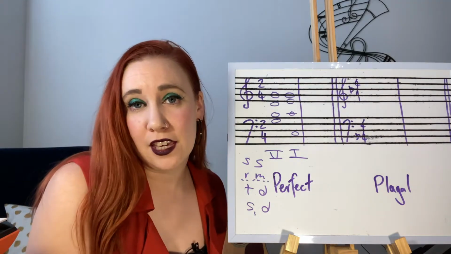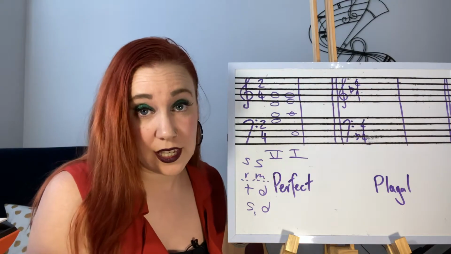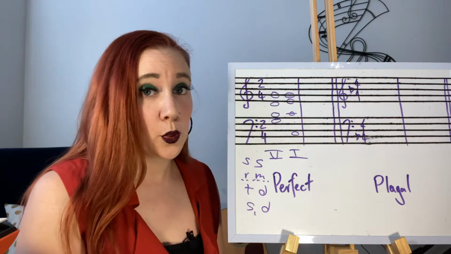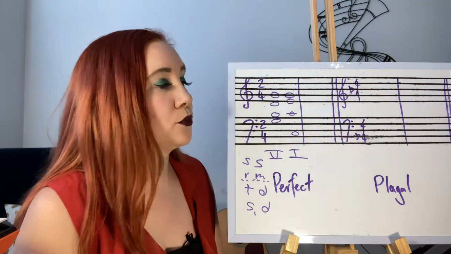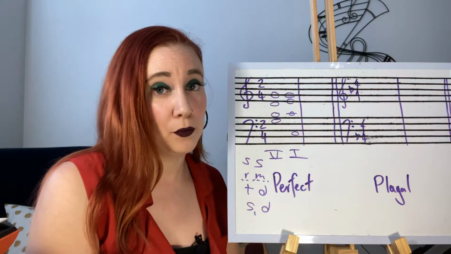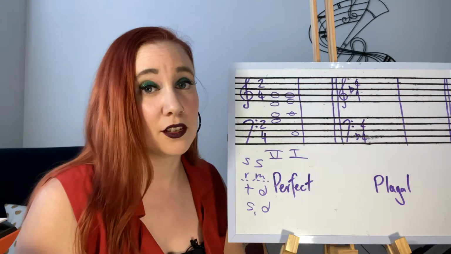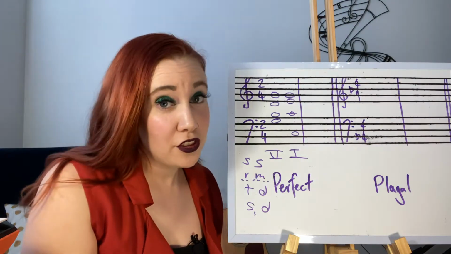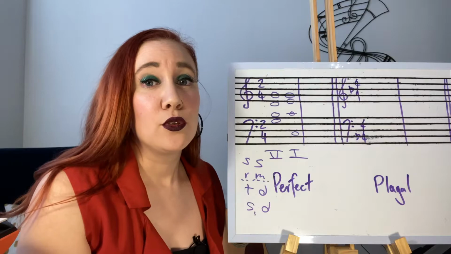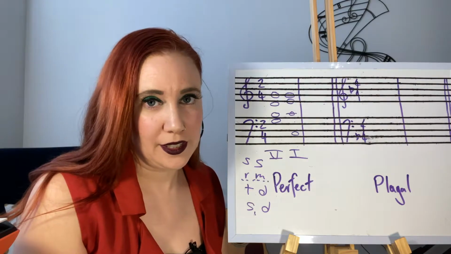The second thing is you cannot have parallel fifths. What that means is that if you have a fifth between two voices, for example, the soprano and the alto, you can't also have a perfect fifth interval between the soprano and the alto in the second chord. And the third most important rule is you cannot have over an octave between any of your voices.